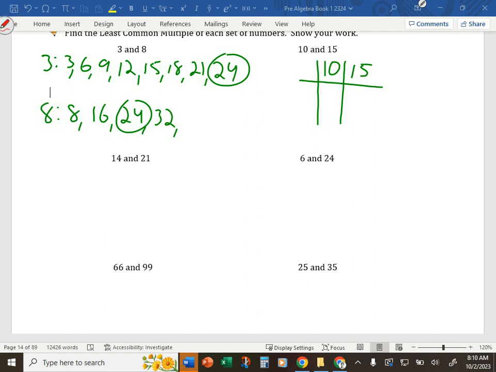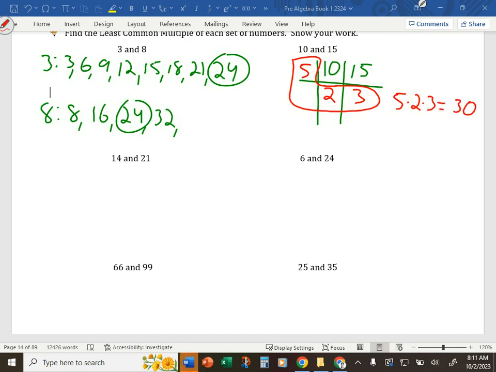What is a common factor between 10 and 15? 5. Okay, so we take out a 5, we divide by 5, we get 2. Divide by 5, we get 3. Can we take anything else out of 2 and 3? No. So what do? Take the L. It does look like a shoe, yes, but I like take the L better. Least common multiple. We multiply all these together. 5 times 2 times 3 equals 30.